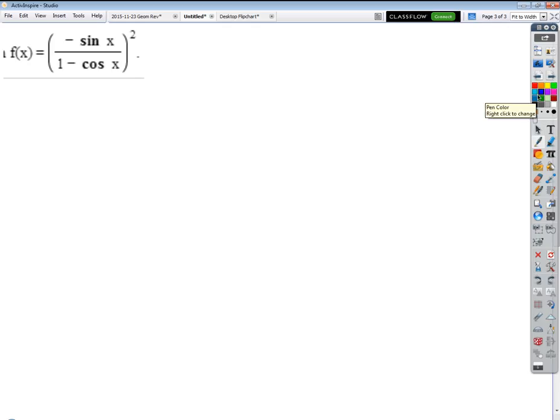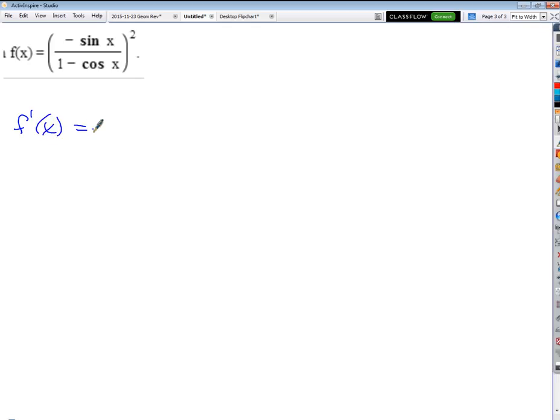So this is kind of a tough one in a way, because it's a chain rule problem that also involves a quotient rule, right? So if we're going to differentiate this, then at the outermost level, what have we got? We've got h squared, right? So 2h to the 1, and h prime is negative sine x over 1 minus cosine x.